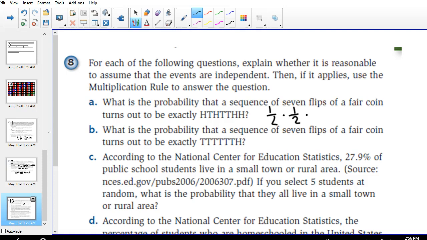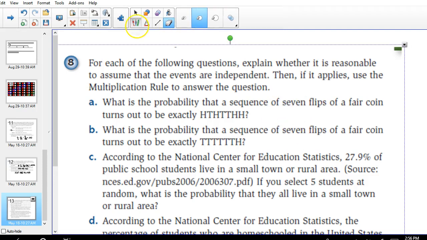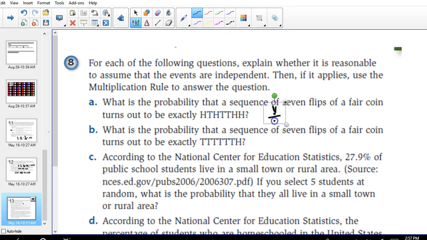So actually, let's just write it this way. You would multiply 1/2 7 times. Let me try again. 1/2 to the 7th power. And if we do 1/2 to the 7th power, we will get 1 over 128. Or if you want to give a decimal for that, that would be 0.007813. Very small possibility that would happen.